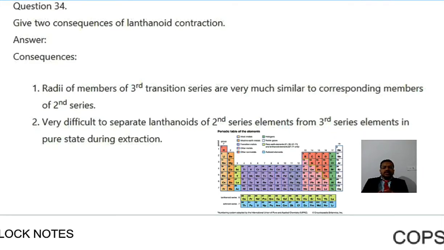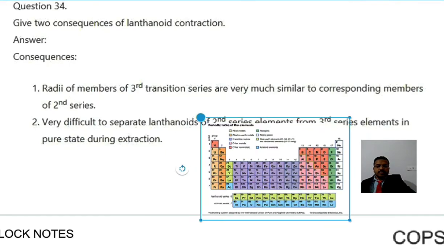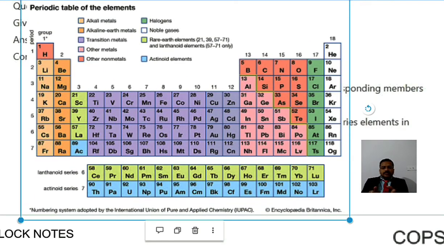The first one is radius of the third series and second series are almost similar. So we can explain this with the help of the periodic table. We know that the transition elements are divided into 4 series. The first series is scandium to zinc, second is yttrium to cadmium, third is the series in which the lanthanides are present, and in the fourth the actinides are present. As per the first consequence, the atomic radius of the second and the third series are almost the same. It is because of lanthanoid contraction.